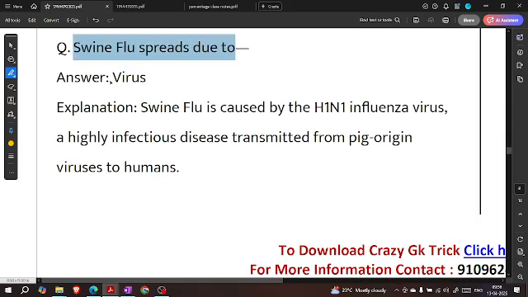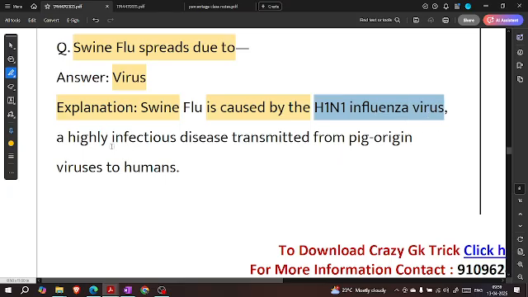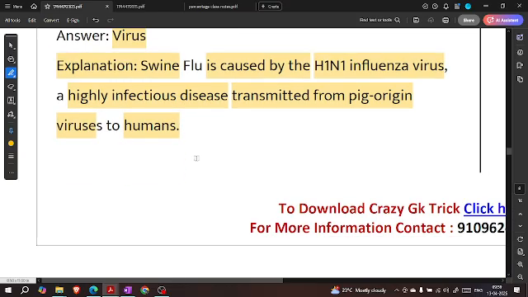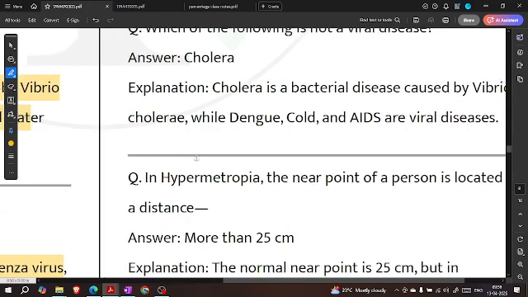Swine flu spread due to virus. Swine flu is caused by the H1N1 influenza virus, a highly infectious disease transmitted from pig-origin virus to humans.